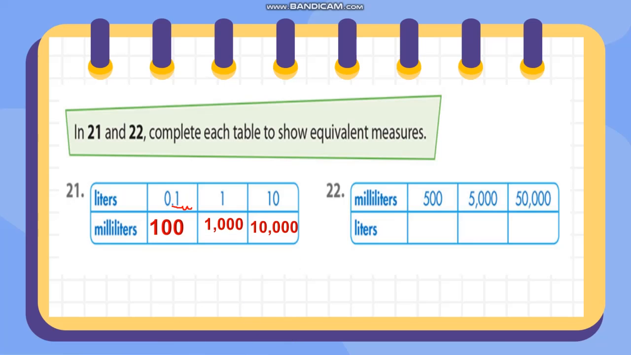Here, milliliter to liter, it means we're going to divide by 1,000. Divide by 1,000 means 3 movements from the last digit because we don't have a decimal. 1, 2, 3, so the decimal is there, so the answer is 0.5. 1, 2, 3, so the decimal is there, so the answer is 5. 1, 2, and 3, so the answer is 50.